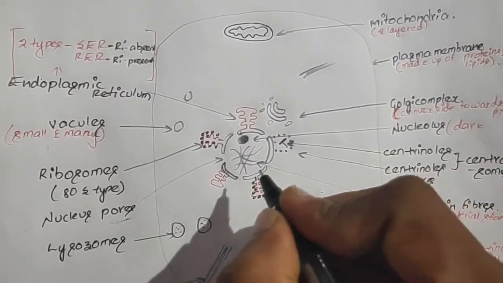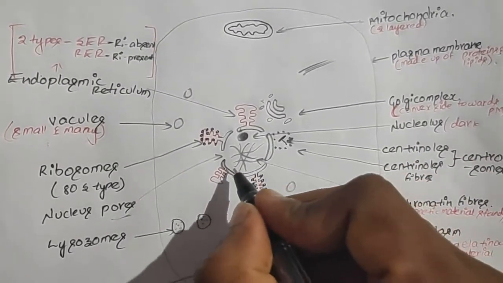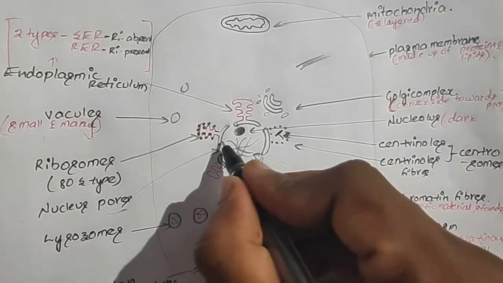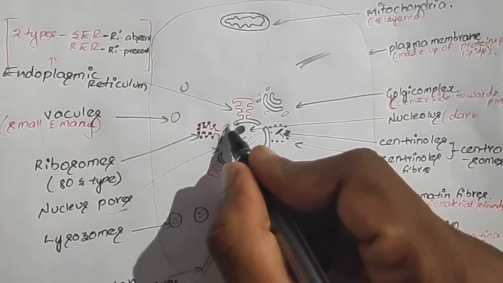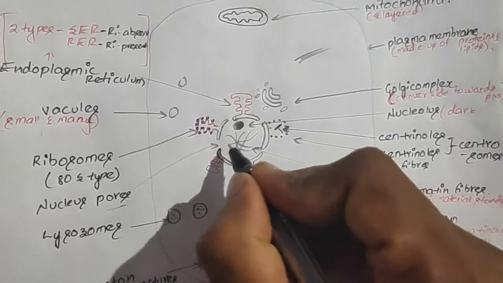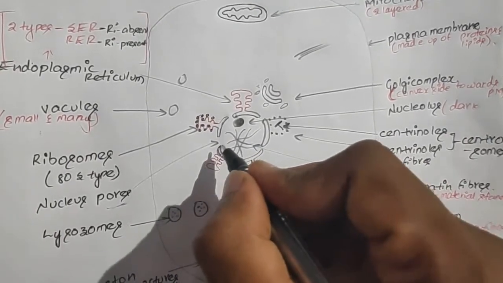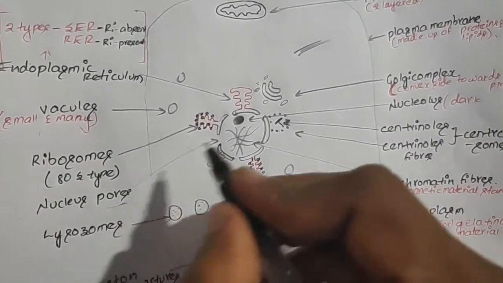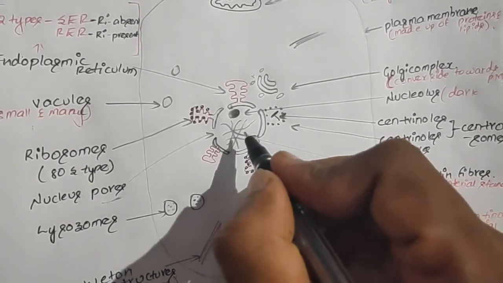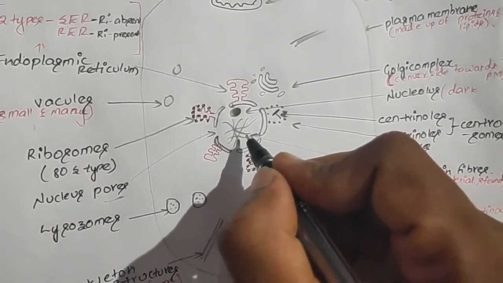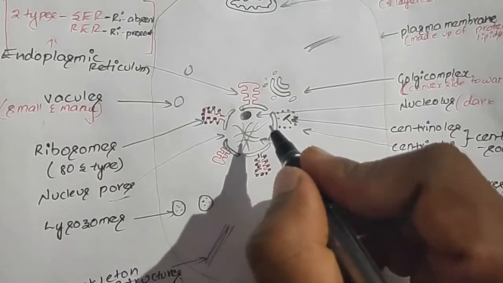At the center of the cell there is a large nucleus. This nucleus is a double membrane structure. This double membrane is known as the nuclear membrane. In between this nuclear membrane there are small gaps known as the nuclear pores. And inside this nuclear membrane is present a matrix known as the nucleoplasm.